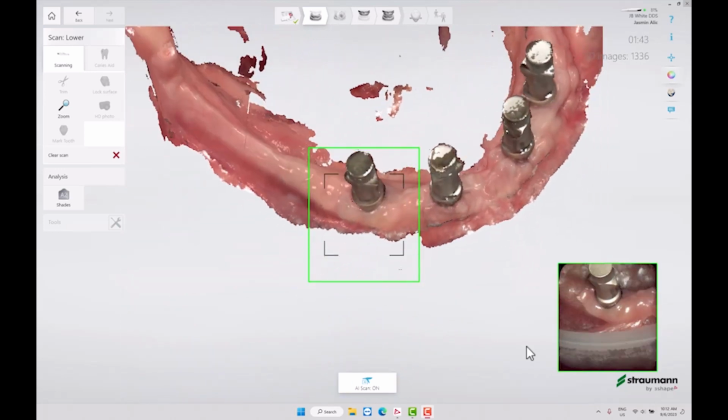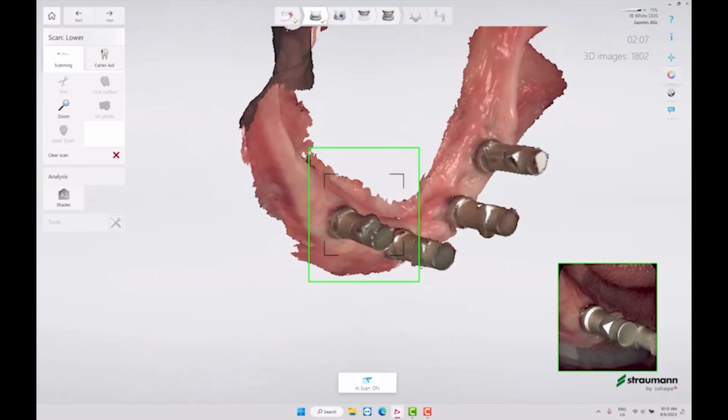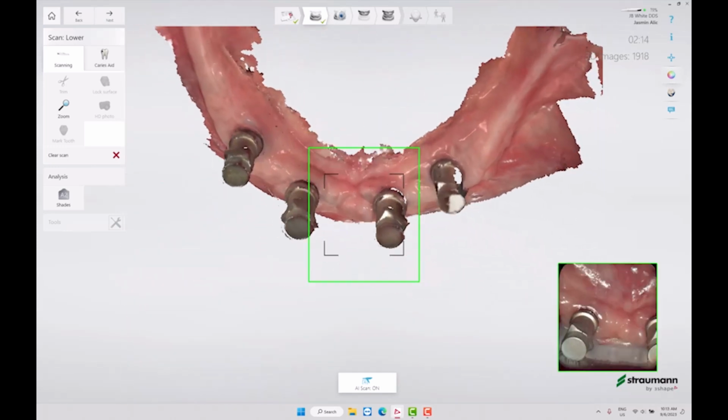Scan bodies is a whole other conversation. It's confusing labs and dentists alike.